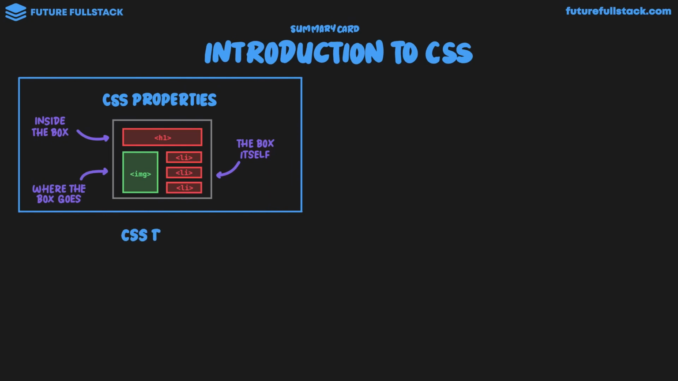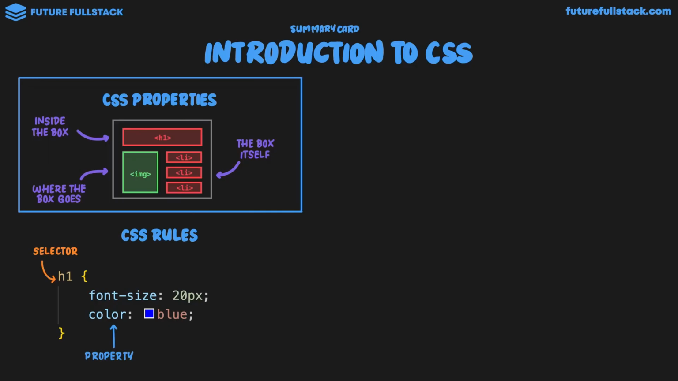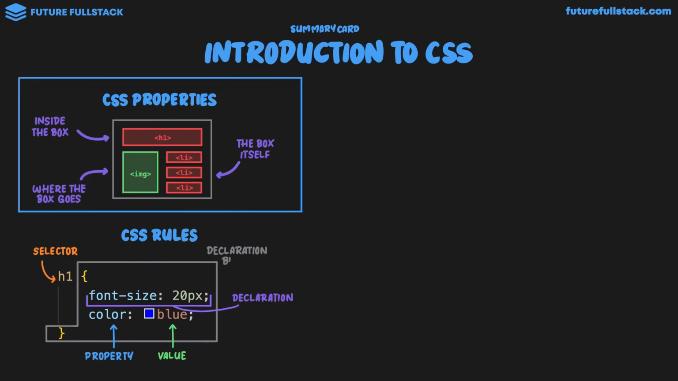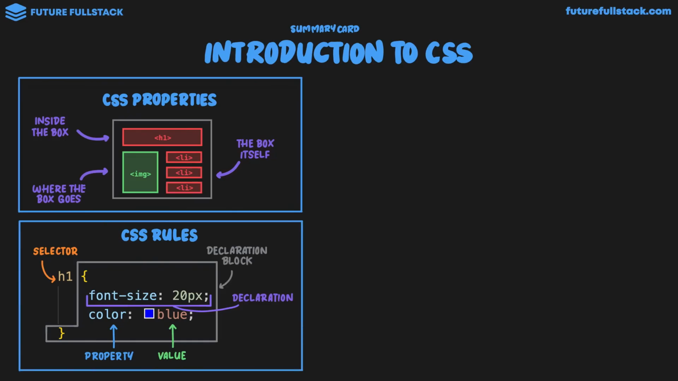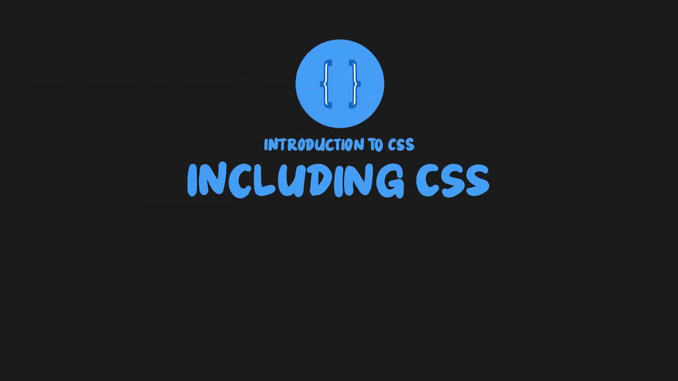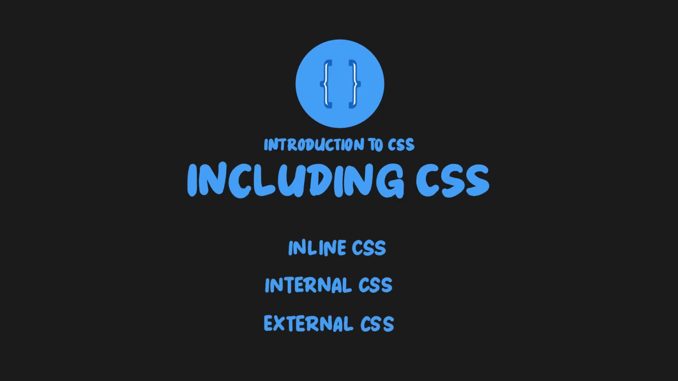We then spoke about CSS rules. Here is the rule we looked at. We saw a selector is what we use to target an HTML element. We then added curly brackets that contain the styles we are applying. The styling is set by a property, in this example color, and a value, in this case blue. A combination of property and value is called a declaration, and multiple declarations are called a declaration block. Next, we'll dive into how we add styles to our web page by different methods for including CSS. We'll be looking at inline CSS, internal CSS, and external CSS.